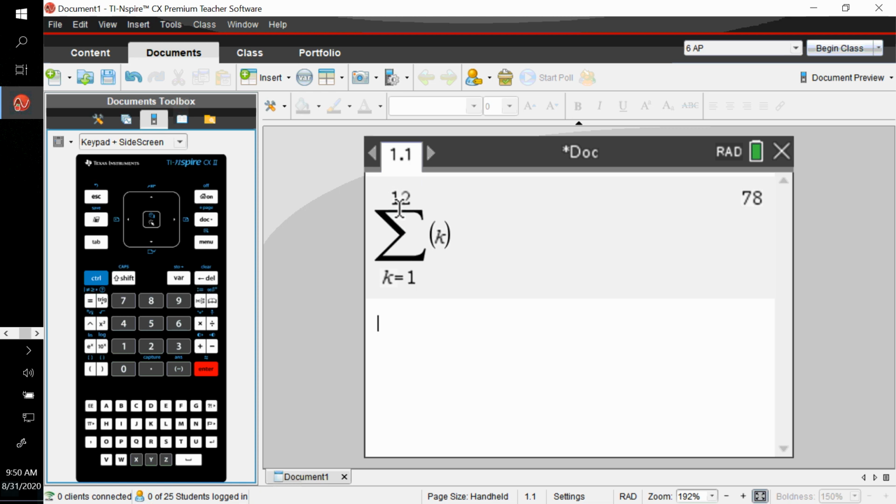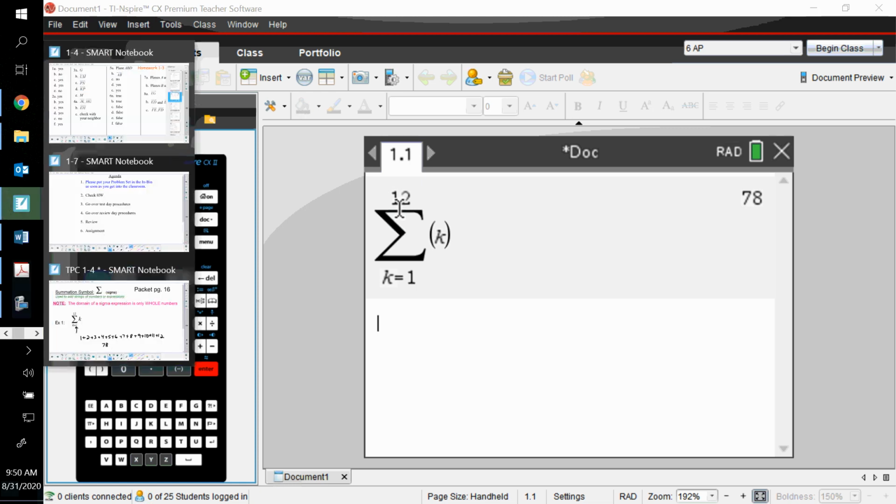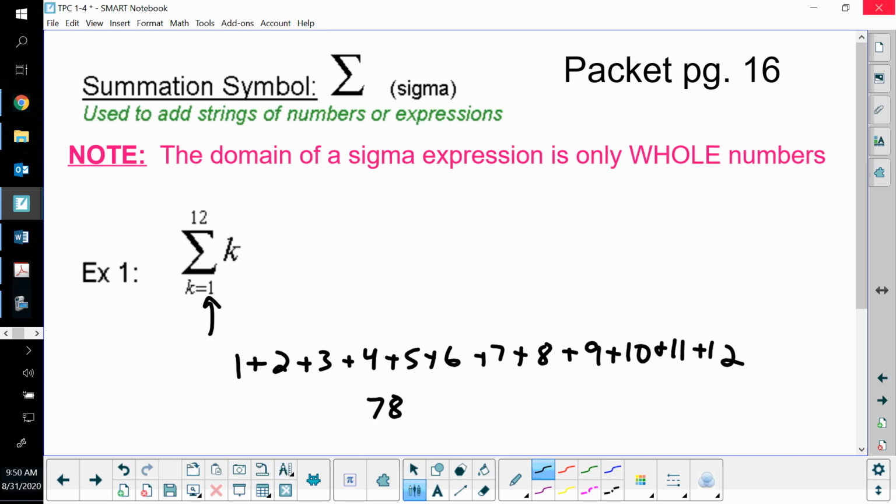So on the ones that you'll have in class today and for homework, I'm okay if you actually evaluate it by doing that, but you need to at least show the work and show that you know what it's representing. So I need to see this addition written out, but then if you want to type the summation in your calculator, you can do that.